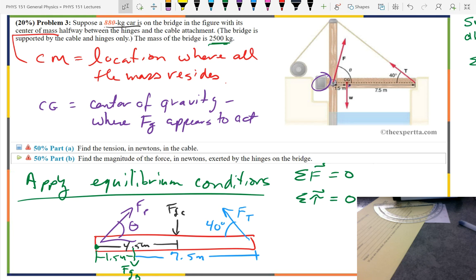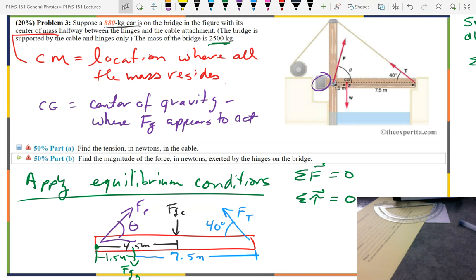So the method here is the same. All of your equilibrium problems are going to be this same method. But they're all going to be pretty complex. Well, almost all of them are pretty complex. And you have to do a lot of creative thinking on how to apply these rules.